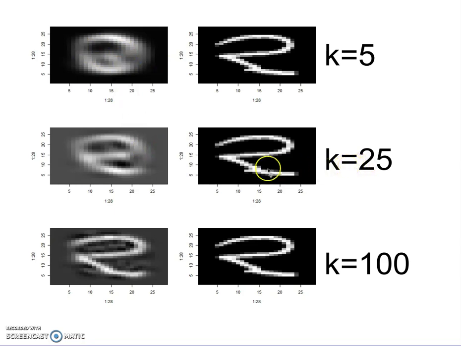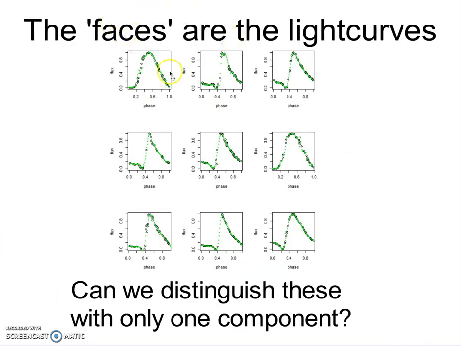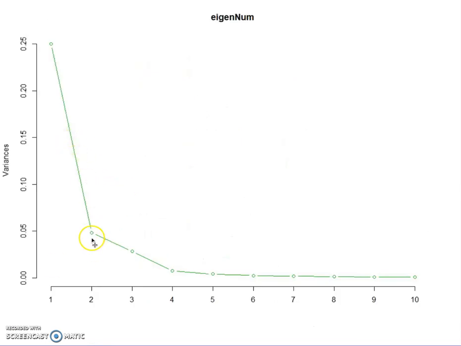And then the next 25 a slightly less fuzzy thing, and then 100 principal components will really reconstruct your function. The faces in this case, so the numbers that you're trying to identify, are the light curves. Can you distinguish between each one of these using only the principal component? Yeah. This is a scree plot, and most of the variance is contained in the first component, although there is quite a bit that's left afterwards.